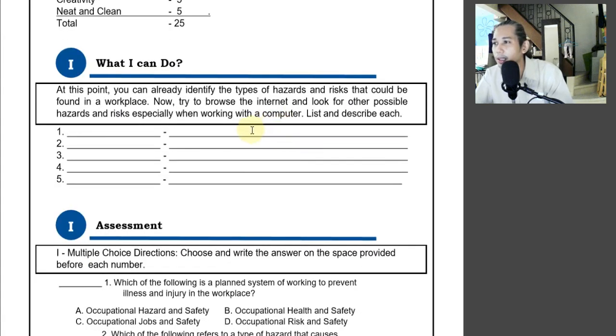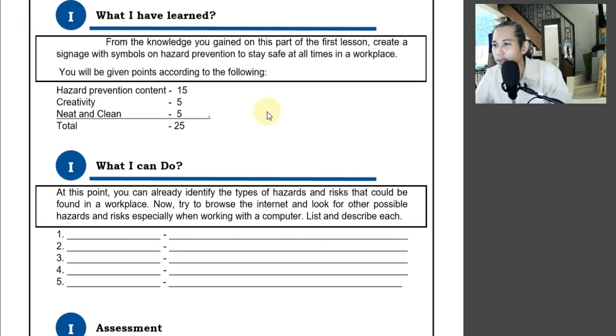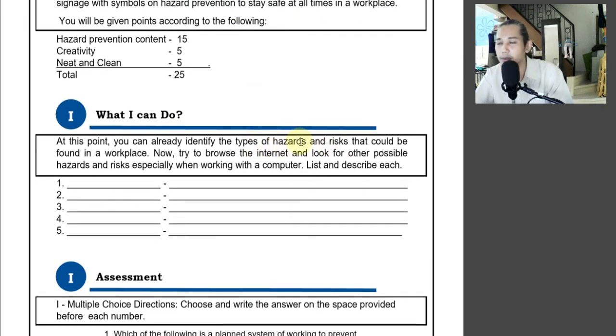What can I do? At this point, you already identified the hazards and risks found in the workplace. Try to browse the internet and look for other possible hazards and risks, especially in the computer workplace. So I want you to research other types of hazard that can be found on the computer, on the internet. Just fill out what type of hazard it is and identify what kind of hazard it is.